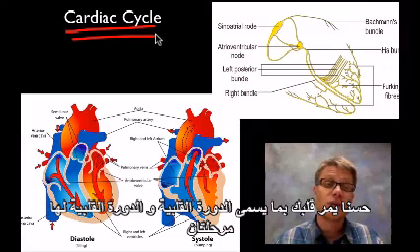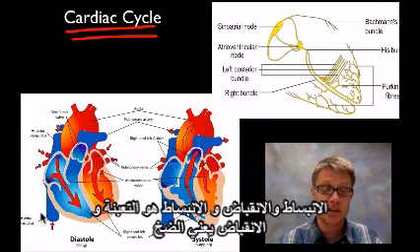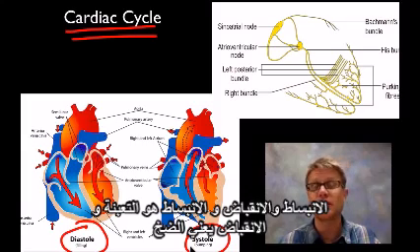Okay, your heart goes through what's called a cardiac cycle. Cardiac cycle is going to have two parts to it. It has diastole and systole. Diastole means filling, and systole means pumping.